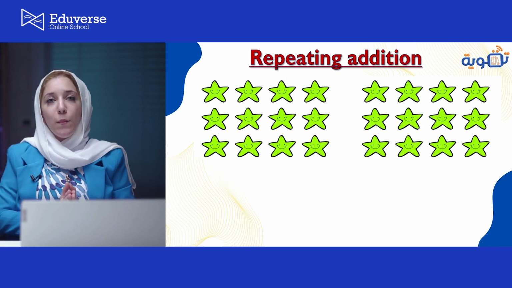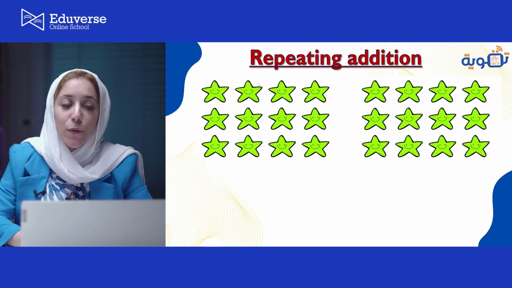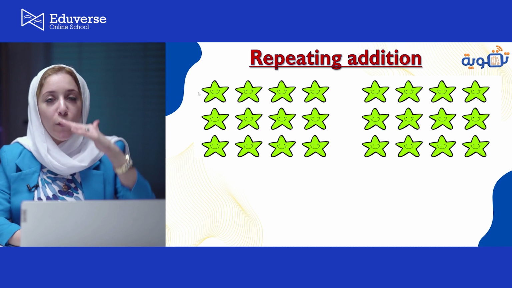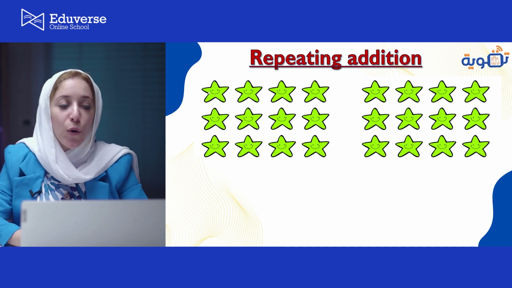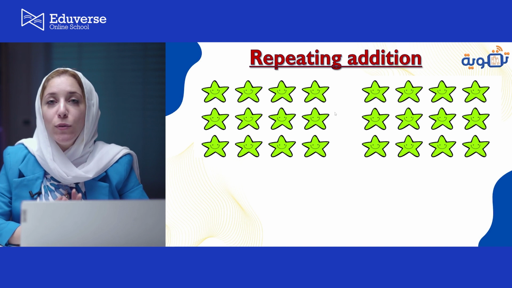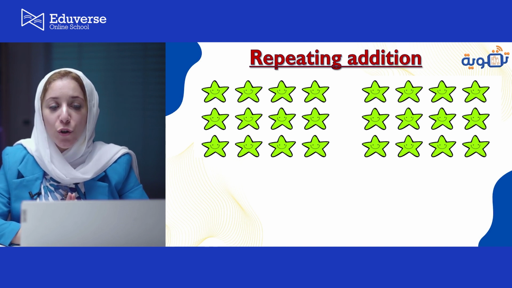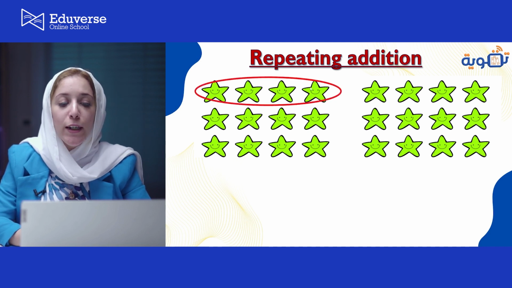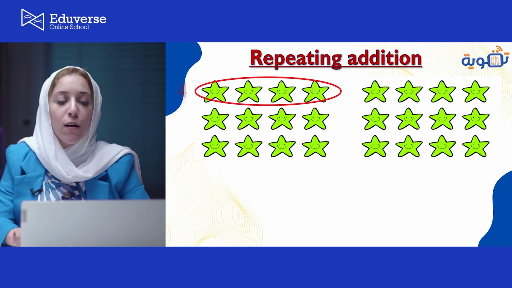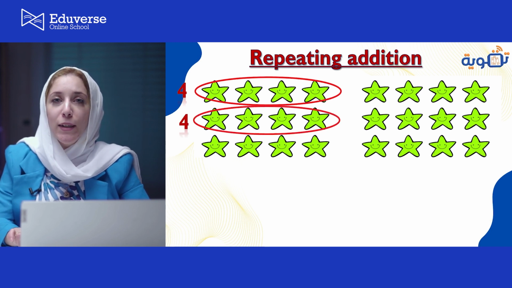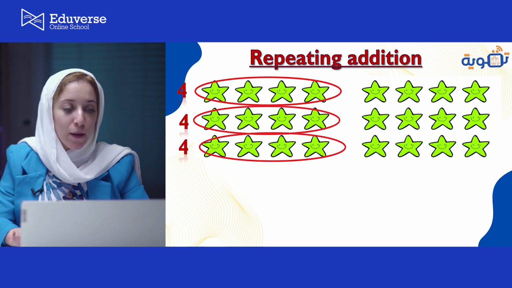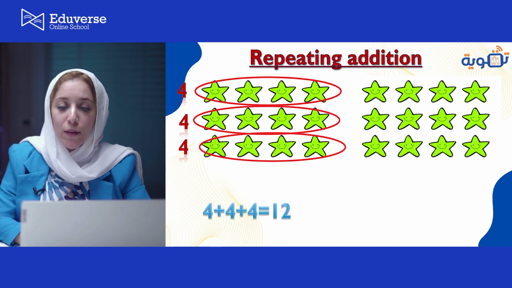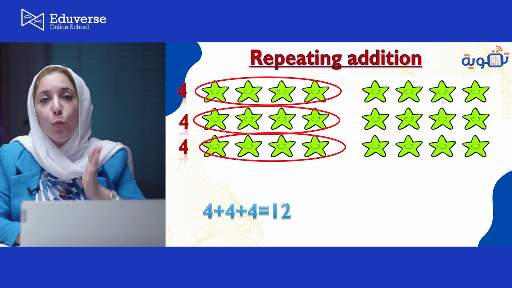Let's take another example. Can you look at this array? Tell me guys, how many rows in this array? Rows like when you're sleeping. So, we have 3 rows. Can you tell me how many stars in each row? Let's count. 1, 2, 3, 4. So we have 4 stars in each row. Let's write the repeated addition for rows. It's equal 4 plus 4 plus 4 equals 12.